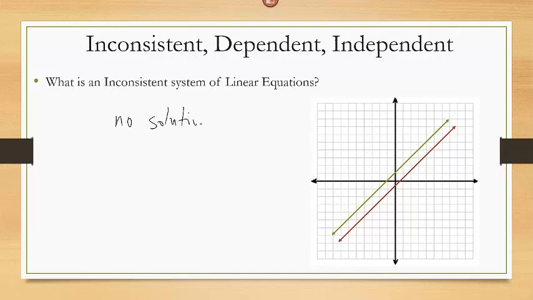So two equations would be, say, y equals 2x plus 1 and y equals 2x minus 2. The slope of these two equations is the same, so that means they are parallel and they never cross.